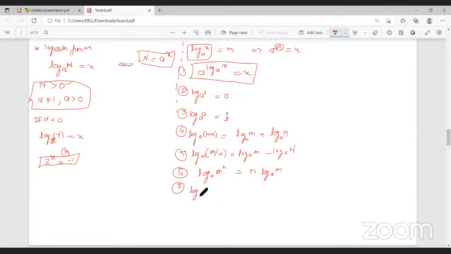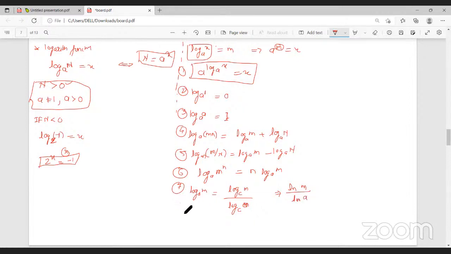Base change property. If I don't want this base a, I want to change it to any base, say c, what I can do is log of m to the base c upon log of a to the base c. But while simplifying the equation, you must take the natural log, ln, that is base e, because for calculation it will be easier if there is a number, right? Yes sir.